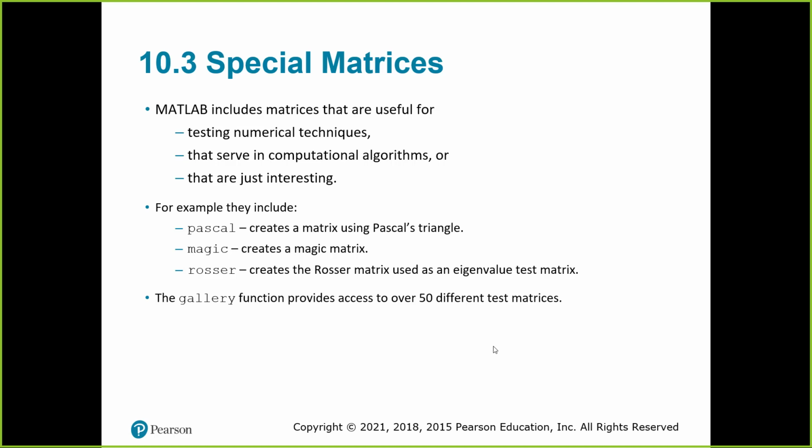I've never heard of that function. I've never seen it before in the book. It requires no input. So cool. And then the gallery function provides access to over 50 different test matrices, and the book says use help to determine which is right for your needs.